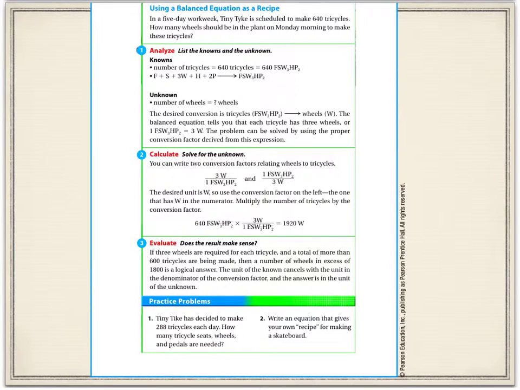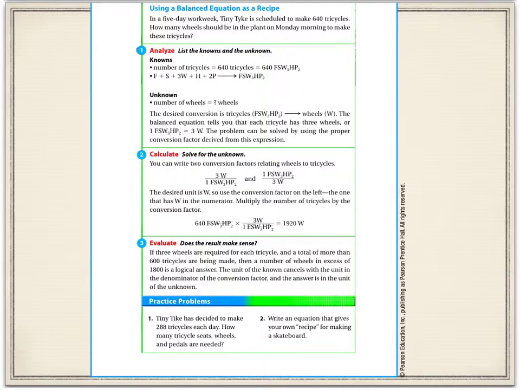All right, let's take a look at this example. It's pretty basic, and I understand that, but you're trying to get the idea of how they want you to do this. It says, in a 5-day work week, Tiny Tyke is scheduled to make 640 tricycles. How many wheels should be in the plant? Well, obviously it takes 3 wheels per tricycle, 640. We're just going to multiply by 3, but let's do it in factor label method.